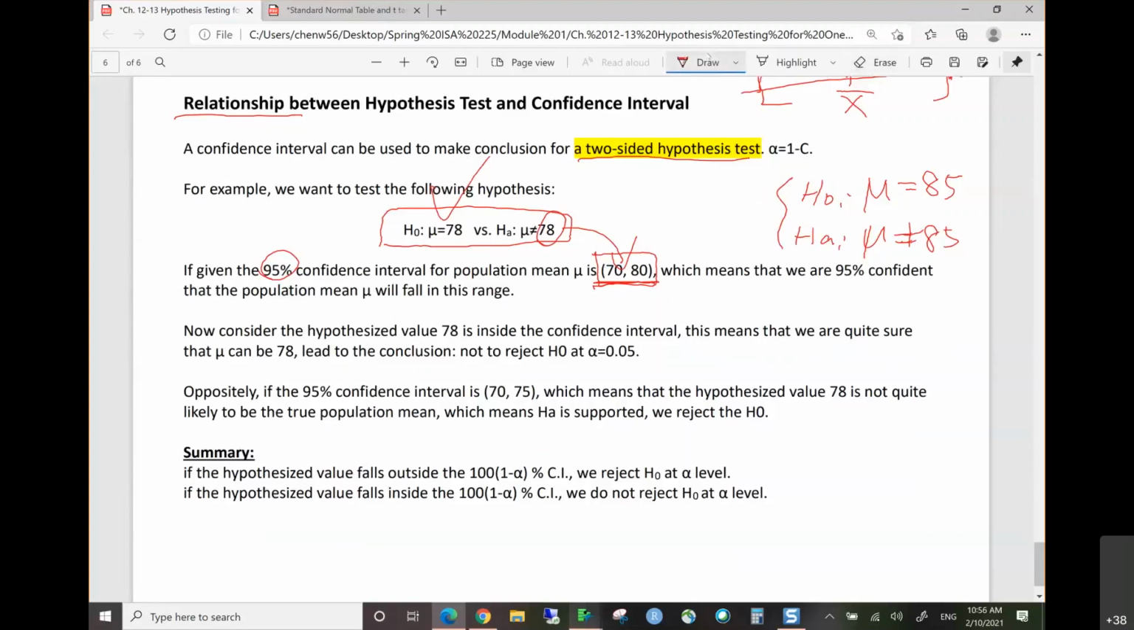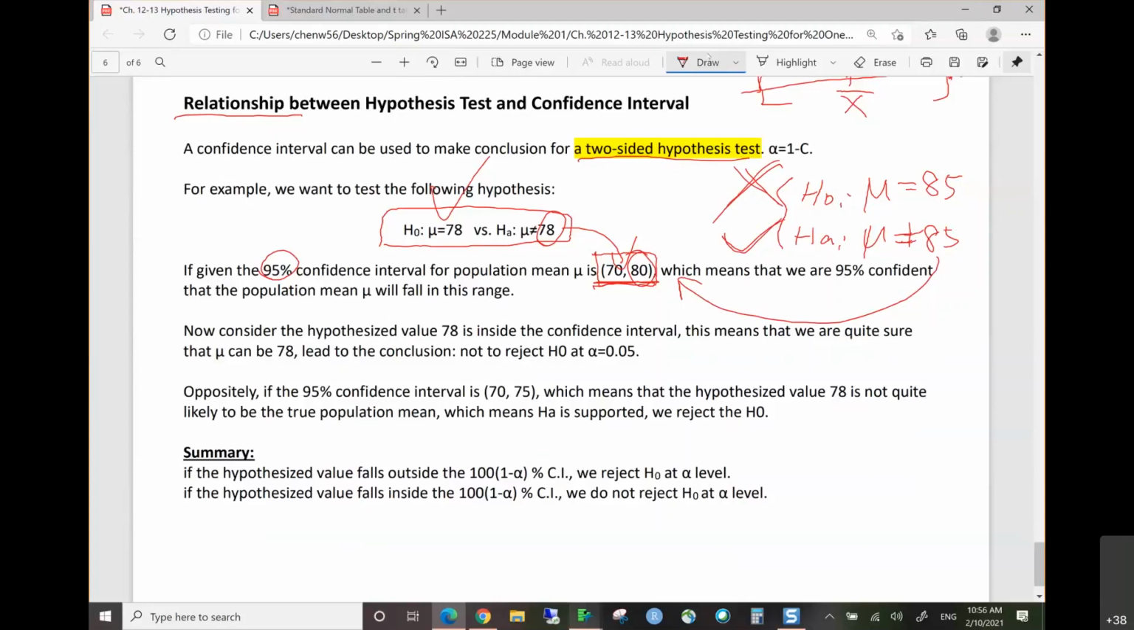Right? So you reject the null hypothesis because what? Because the mu cannot be 85. The largest mu we have should be 80, right? So the 85 is outside your confidence interval. That means the mu, the population mean, cannot be 85. That means your alternative hypothesis is supported. That means you reject the null hypothesis.